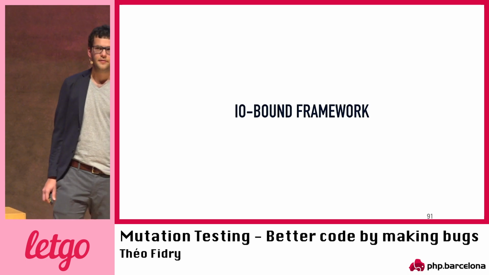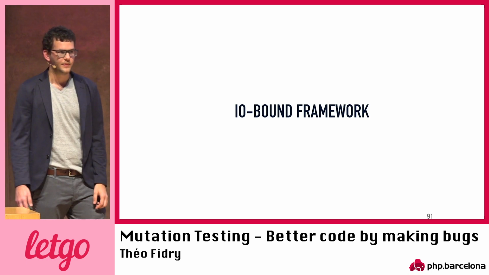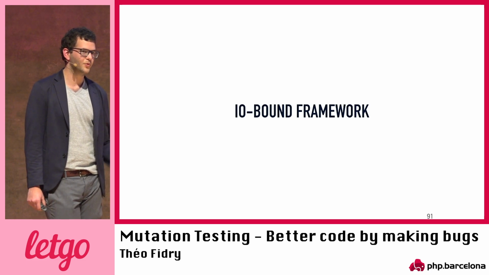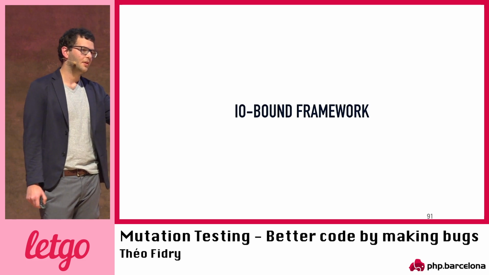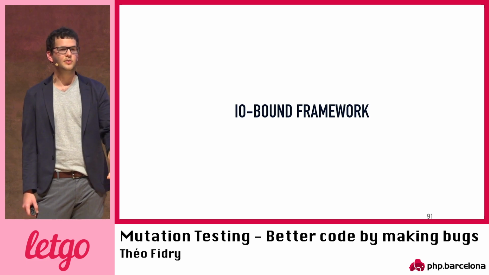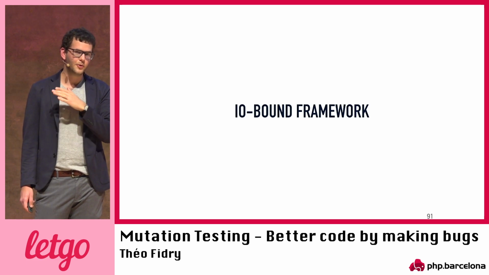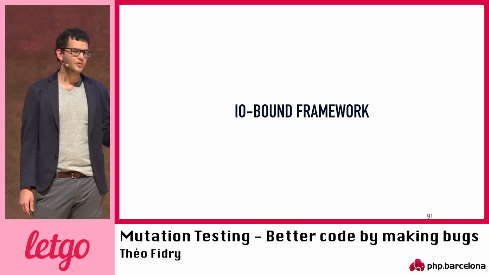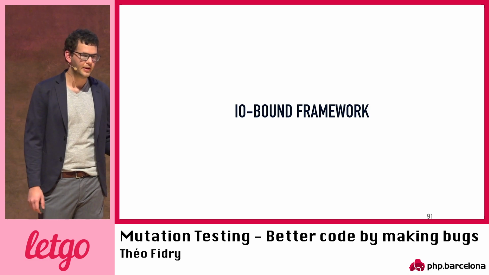IO-bound framework. This is more about Infection itself, in the sense that in PHP, it's going to create a new process and change the code in there, run the test, and then kill that process. And it's going to do that for every mutant. So of course, there is a big overhead. We are trying to figure out a way to optimize this, but it's probably always going to be a problem in terms of speed.